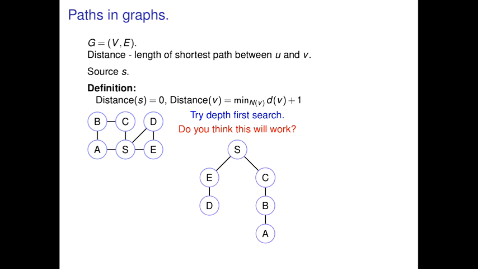I'm going to take S to be the source here. And this is a depth first search of this tree. And do you see a problem? Is node A distance 1, 2, 3 away from node S? No, right? Because node A is right next to S. It's distance 1 away from S, right? So clearly depth first search does not work.